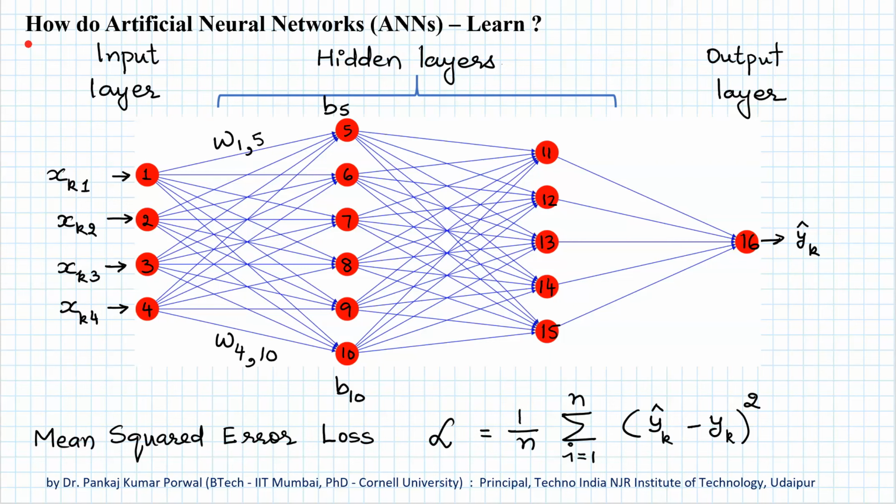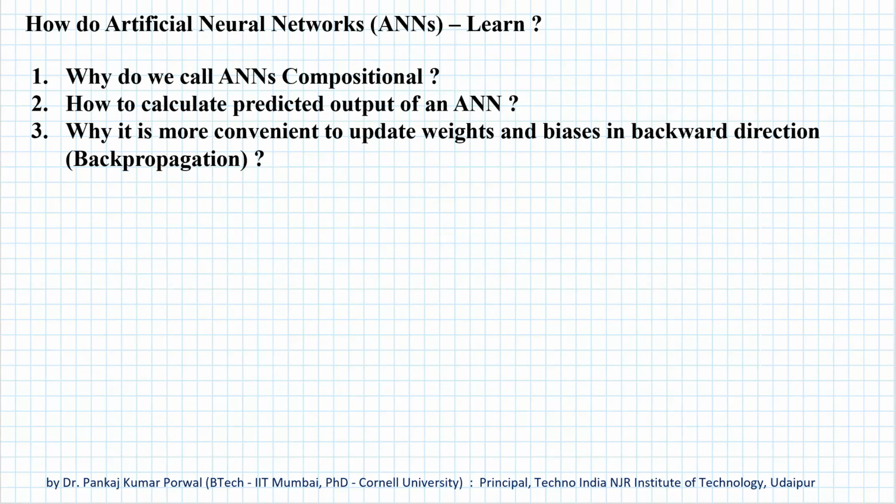In this session, I will cover exactly how artificial neural networks learn through a simple example, and in particular I will cover why we call ANNs compositional, how to calculate the predicted output of an ANN, and why it is more convenient to update weights and biases in the backward direction. That is why it is more convenient to use the backpropagation algorithm.